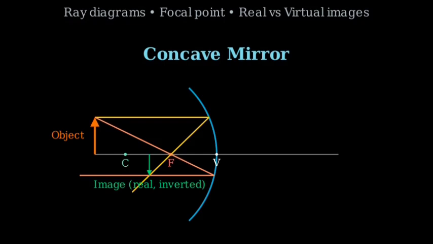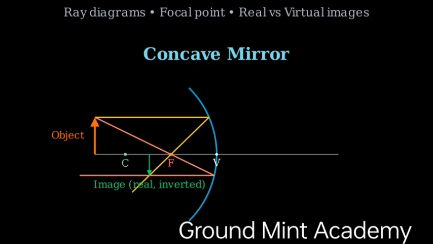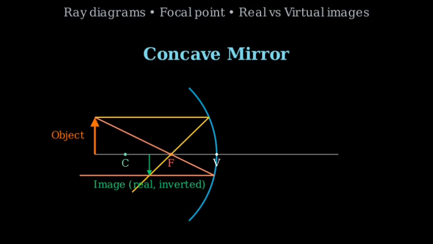The point where the reflected rays meet is the image of the arrow tip. It is on the left side of the mirror, inverted, and if the object is beyond the center of curvature, the image is between the center and the focal point.